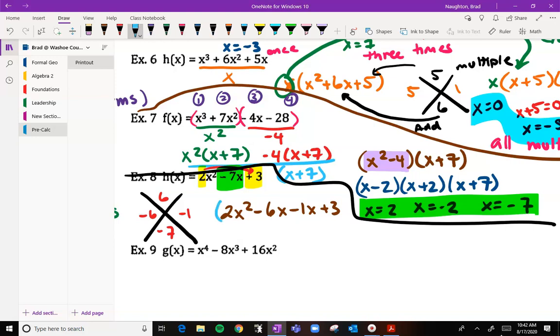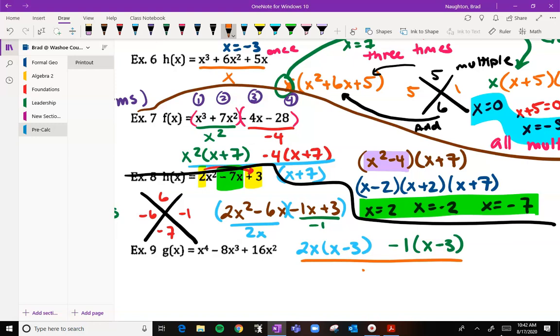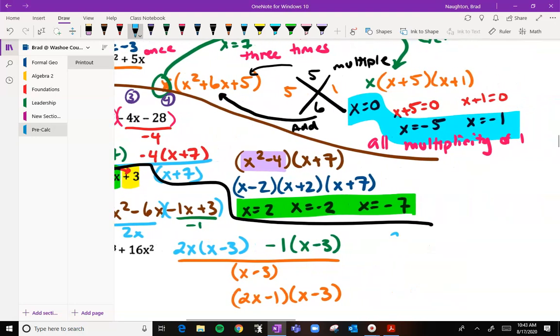Then we'll go ahead and do grouping at this point. Take out a 2x, and we get 2x, x minus 3. Then I'm going to take out a negative 1 on the second one, because I want my signs to match in those parentheses they have in common. Now they have an x minus 3 in common. So I get a 2x minus 1 and an x minus 3. We'll set both of those equal to 0 to find my zeros. So 2x minus 1 equals 0, so 2x is equal to 1, and x is 1/2. And x minus 3 equals 0, so x equals 3. There's our answer on that one.